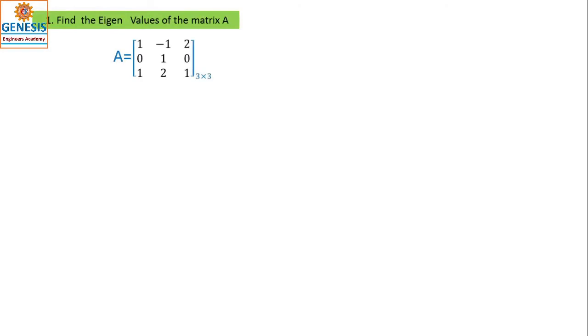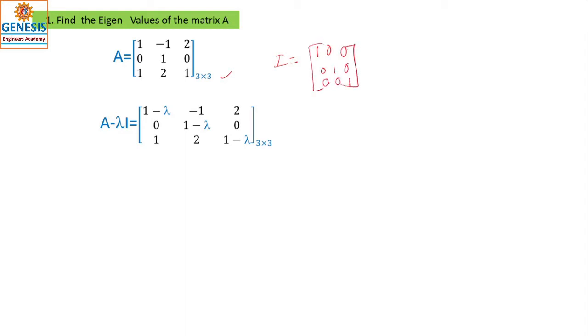Okay, we will solve some problems based on this. First, let us find the eigenvalues of the matrix A. This is the matrix given, and its order is 3 by 3. You also need the I matrix, 1 0 0, 0 1 0, 0 0 1. Multiplying it by the scalar lambda gives lambda on the diagonal, so we are concentrating on the diagonal.